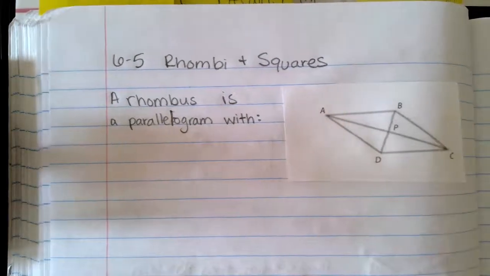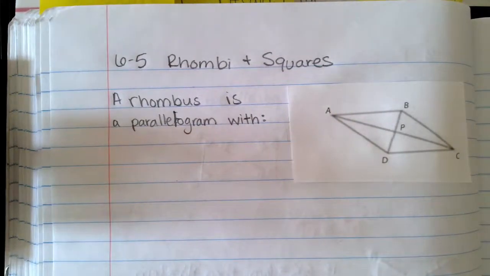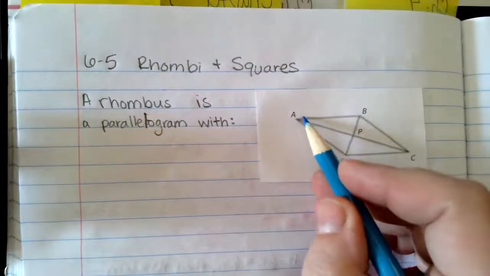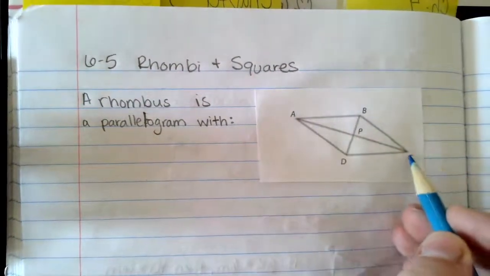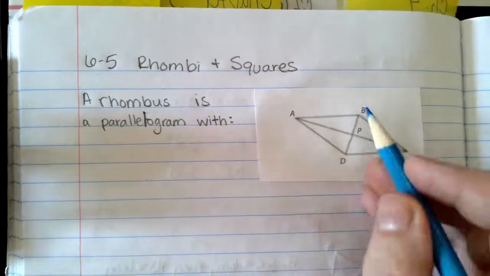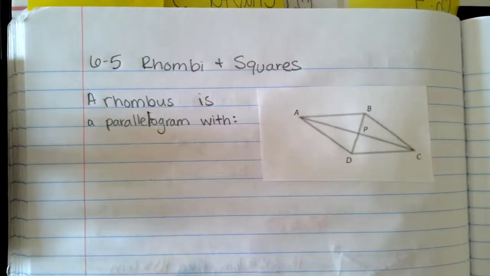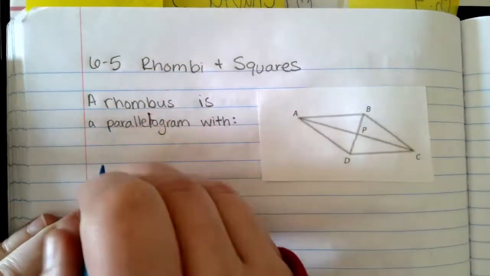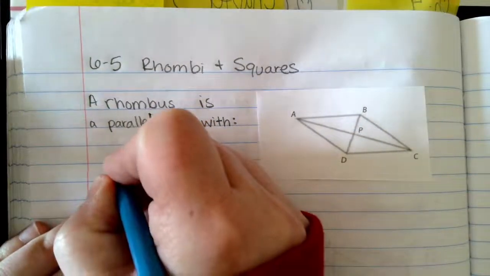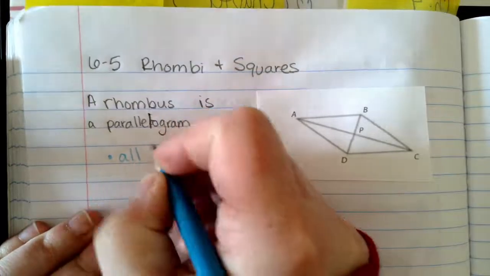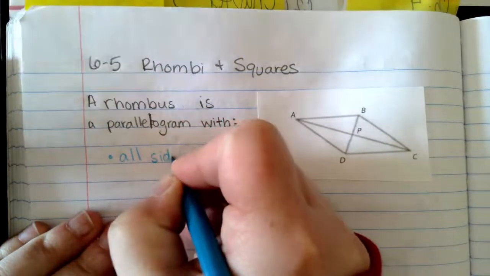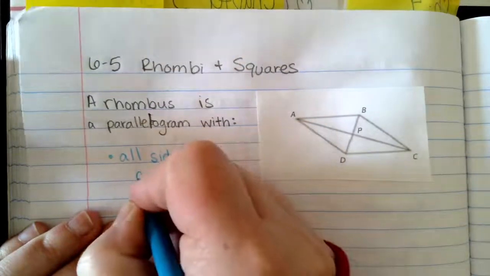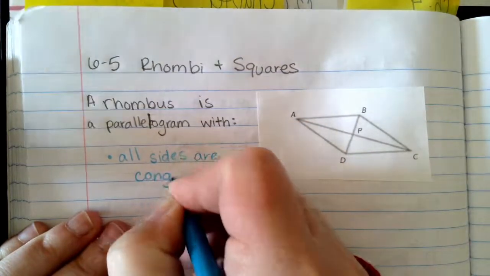Okay? So things that we still know is that angle A is congruent to angle C, angle D will be congruent to angle B, opposite sides are congruent. Okay? What we do know about a rhombus is that all sides are congruent. What's that word we can use when we know all the sides are congruent? What would we call that?